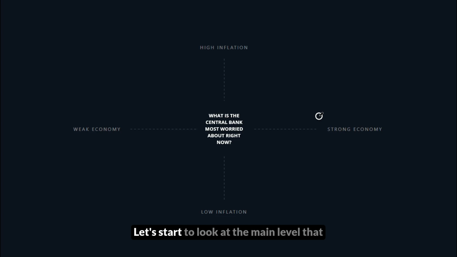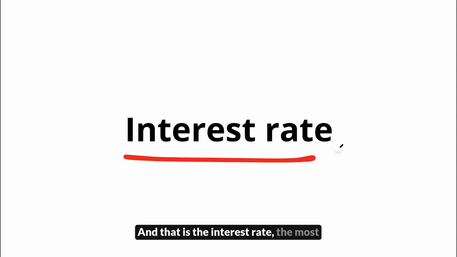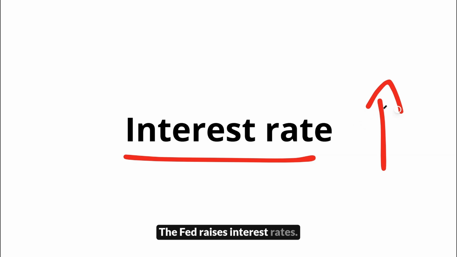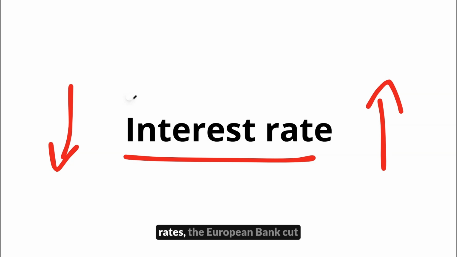That said, let's start to look at the main lever that the central bank can use to address high inflation, address a weak economy, and so on. And that is the interest rate, the most classic tool that they have. You hear about it consistently. The Fed raises interest rates, the Fed cuts interest rates, the European Central Bank raised interest rates, the European Central Bank cut interest rates, and so on.